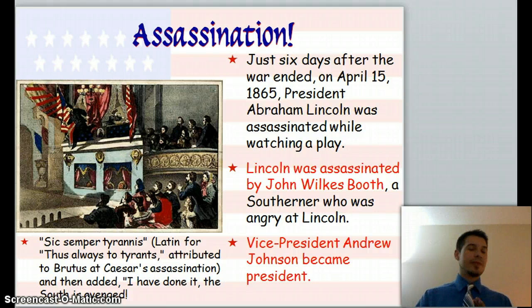Now, he comes from a very big Shakespearean acting family. In fact, his brother was a huge one. His father was a huge actor as well. He was very famous. So people wonder, why did he do this?